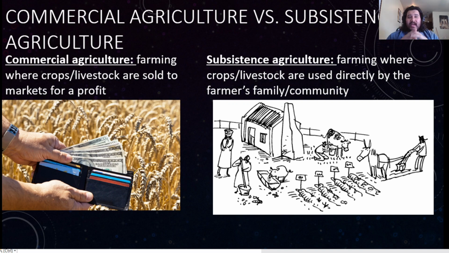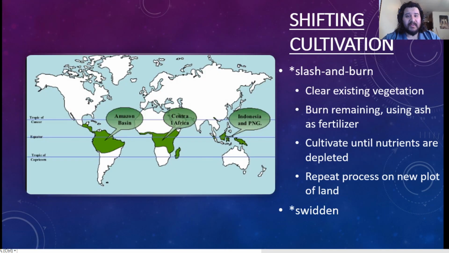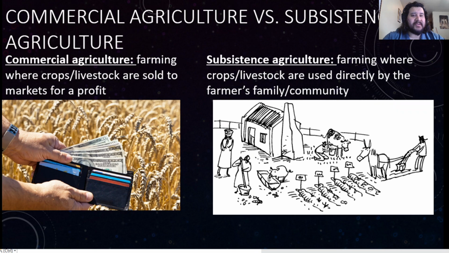Now we have lots of types of farming, specific examples of farming that happen in the world that are going to be subsistence or commercial, that will be intensive or extensive. So we're going to look at those next. The first of these that we're looking at is what we call pastoral nomadism.